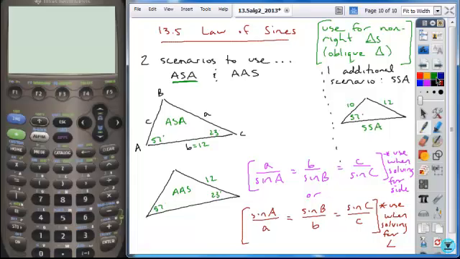Just to give a heads up, this pattern right here is probably going to be used for ASA and AAS. This pattern right here is probably going to be used for SSA, as far as the first one that you use. For the SSA one, we're actually going to use both of these. But in this top pattern, we're not going to use this form.